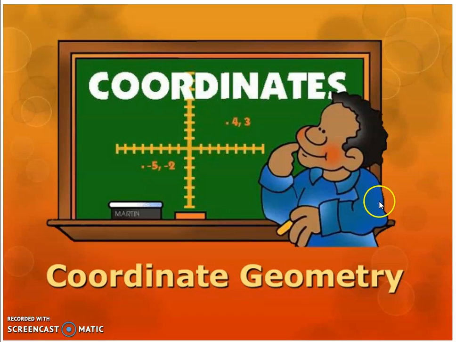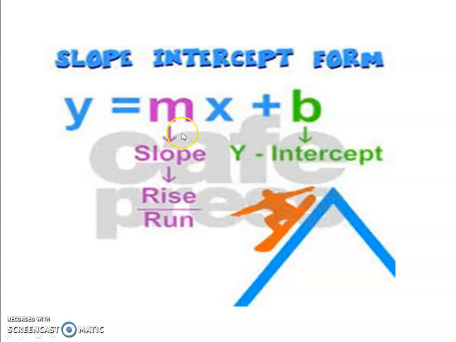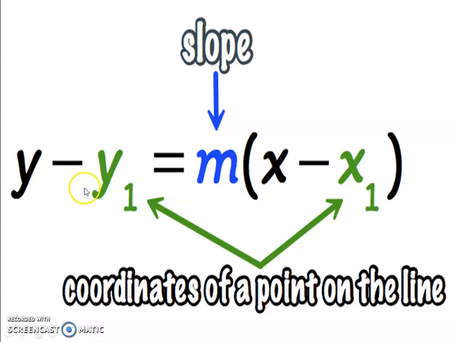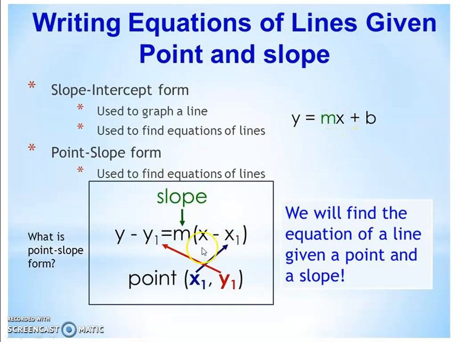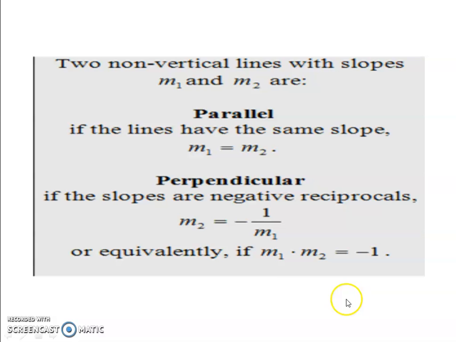The first main thing is that if any straight line is given, the slope is minus a upon b. Slope intercept form y is equal to mx plus c, which we use in today's examples, where m is the slope, rise upon run. We also use the slope point form y minus y1 is equal to m in bracket x minus x1. We also use m is equal to y2 minus y1 upon x2 minus x1 when two points are given. Then y minus y1 is equal to y2 minus y1 upon x2 minus x1 times x minus x1.